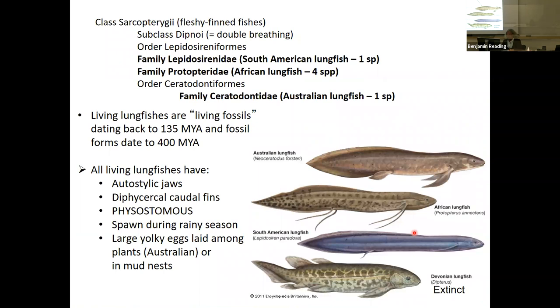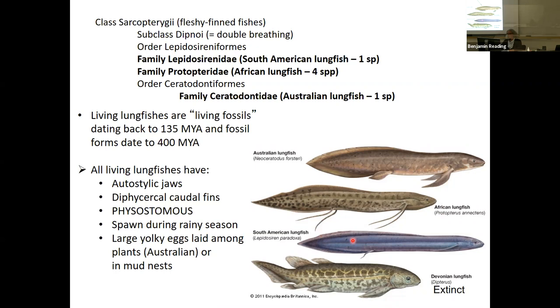The next group we'll talk about is subclass Dipnoi, and I've given you three families here: Lepidosirenidae, Protopteridae, and Ceratodontidae. These are the lungfishes. Despite the fact that they're all lungfishes, the South American lungfish is quite different from the African lungfishes, which is also quite different from the Australian lungfish. So they all have lungs, but notice they've got quite a bit of different features. The Australian lungfish has these lobe-like legs, whereas the African lungfish has these long arm-like appendages here.